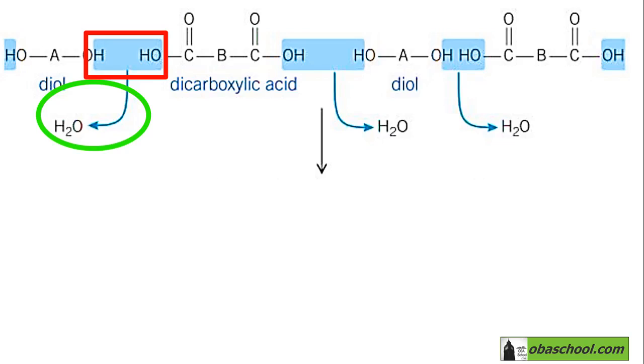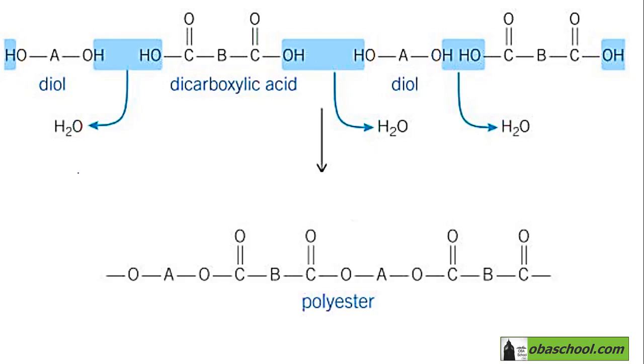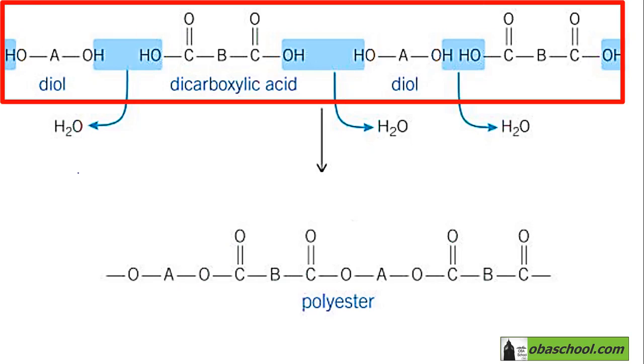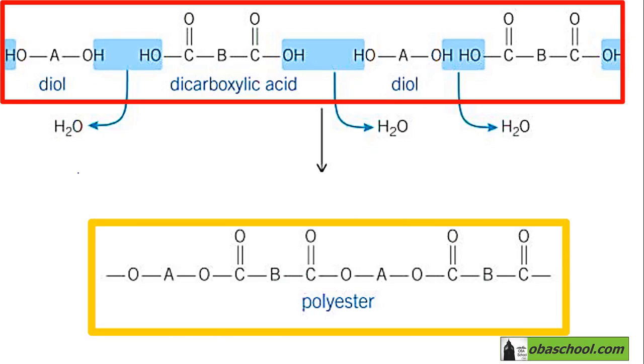Then a bond between the O and carbon will be formed. So as you see here, a bond between the O and the carbon double bond, then the next carbon double bond, then O, and again molecules like diols and dicarboxylic acids will be sitting next to each other and interacting with each other to release these water molecules and connect to each other. When they do so, they will form this very long chain like you see here. This is our polyester.